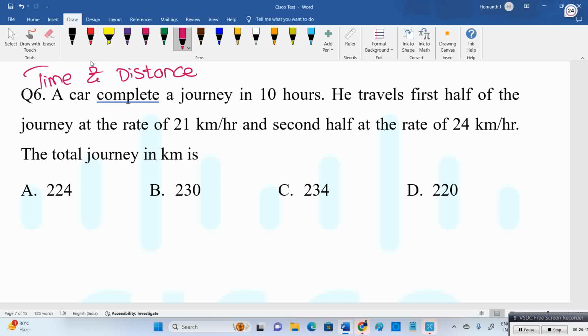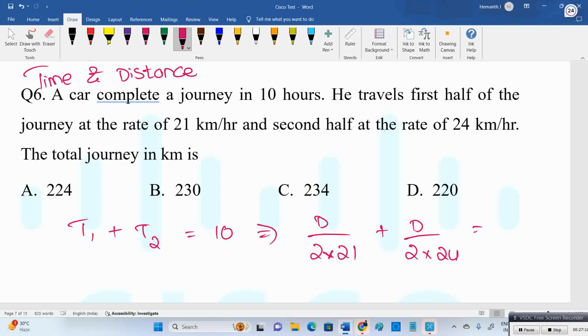It's a basic question. Let us consider the total distance as D. So half of the journey means D by 2. The two timings must add up to 10: first half of the journey and second half of the journey. First half is D by 2 with speed 21 km per hour, since time is distance by speed. Next half, D by 2 with speed 24 km per hour, and the sum is 10. It's very simple.